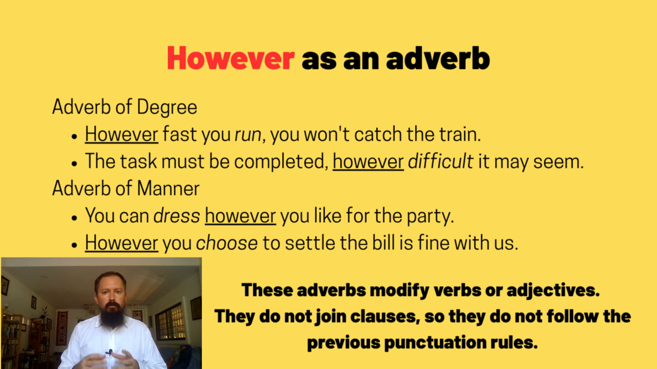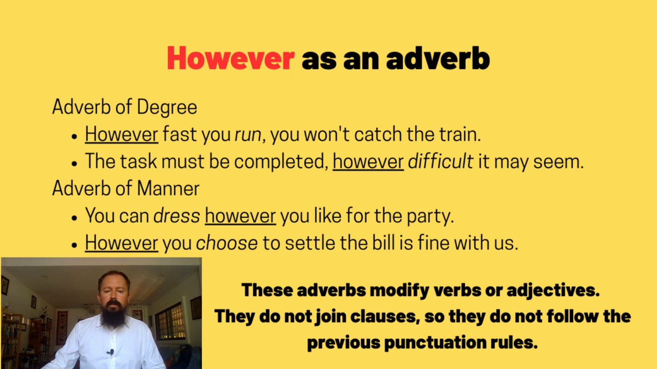So run is the verb here. You can see it's italicized. And however means a little fast or very fast or super fast. And however difficult, well, difficult is an adjective. So is it a little difficult, quite difficult, very difficult, extremely difficult? So however is modifying that. As an adverb of manner, we mean in what fashion and what style. So dress is the verb. So however you dress means in what way you choose to dress.